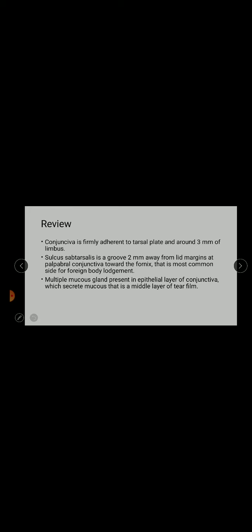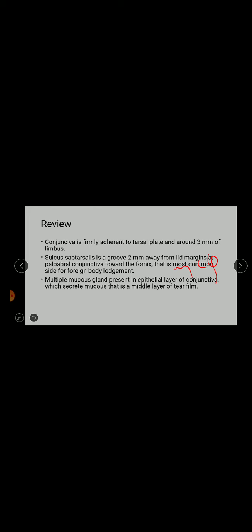In the previous lecture, we saw that the conjunctiva is firmly adhered to the tarsal plate and around the limbus, around 3 millimeters around the limbus. And the sulcus subtarsalis is the most common area where a foreign body lodges. It can be an MCQ.